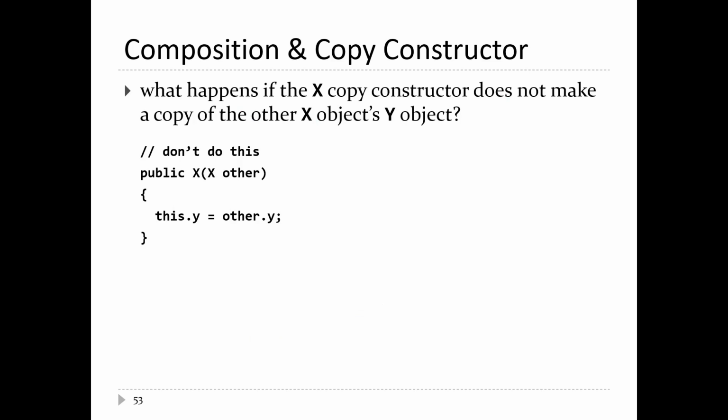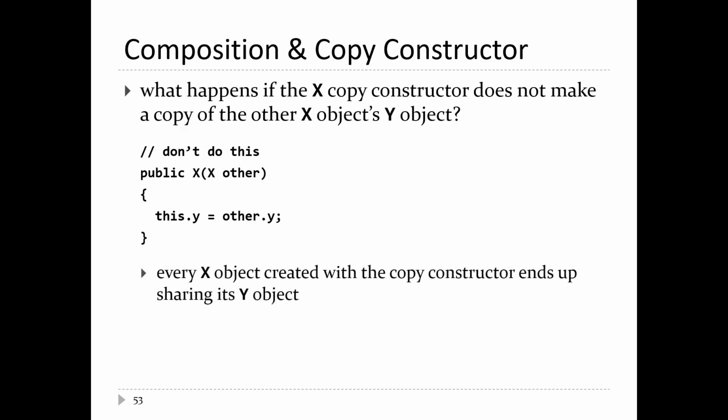Okay, so what happens if you don't make a copy of the other object's y object? If you write y equals other y, what you're saying is that the y object belonging to this object is the same y object as the one belonging to the other object. In other words, two x objects are now sharing the same y object. It's actually worse than this.